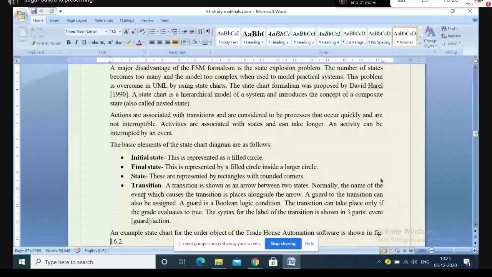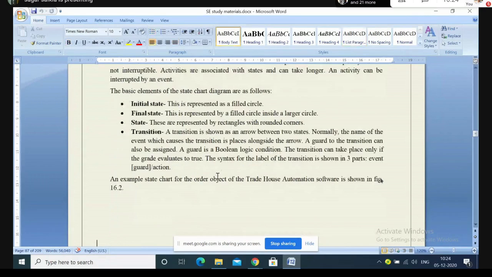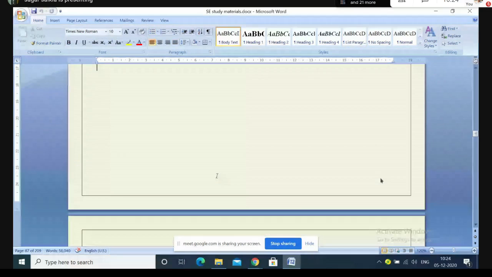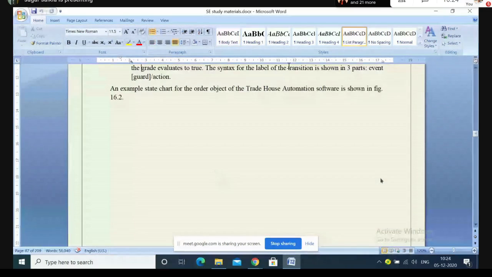what are the things you may have in a state chart diagram in finite state automata, isn't it? The initial state, the final state, then depending upon the inputs, intermediate states, and then there is the transition. That means the arrow marks between the two states. Okay, so something like this. Let us take the example of trade house automation software.